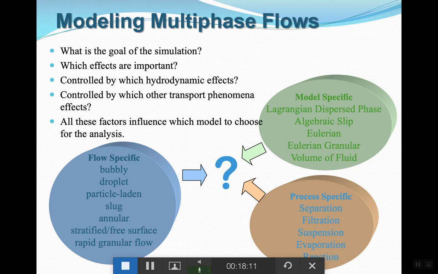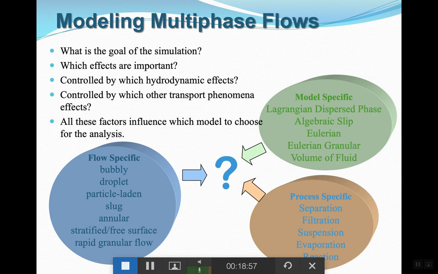So just to give you an overview before diving into discrete phase modeling and free surface modeling. In multi-phase flows, first you have to know what the flow regime is. Is it a bubbly flow, droplet flow, particle-laden flow, slug flow, or what is the flow, because that's the basis to decide what simulation method you will use. So that's the basic. Then, based on that, you will choose the simulation model.